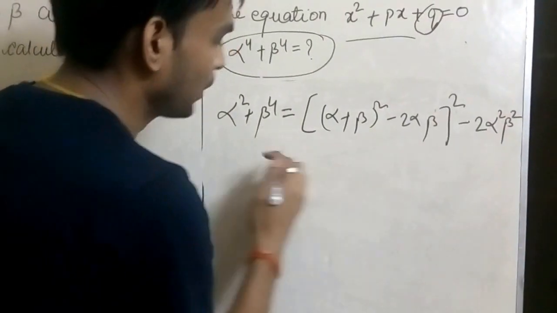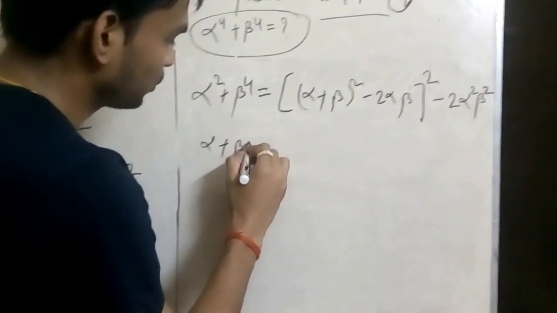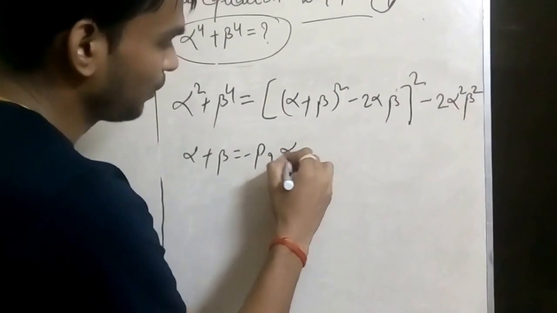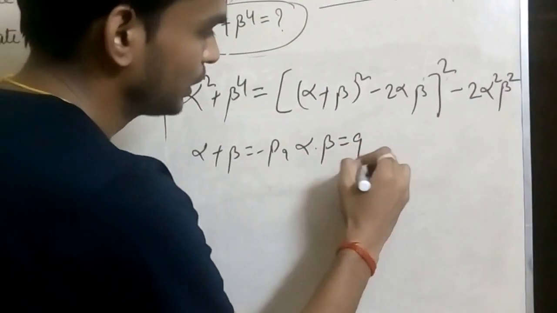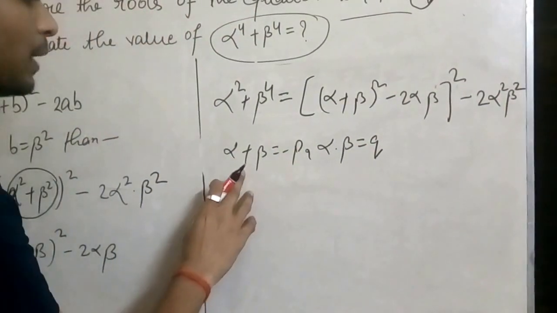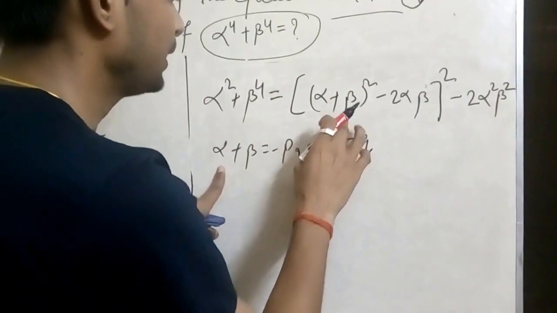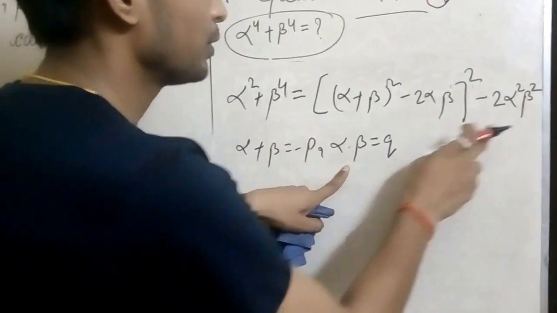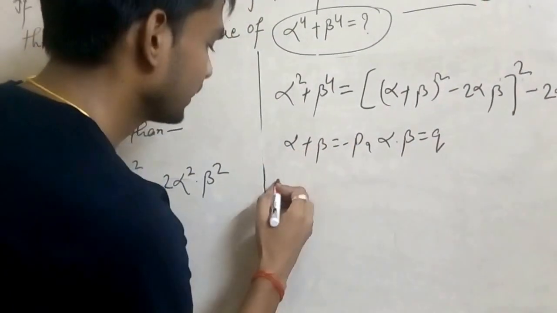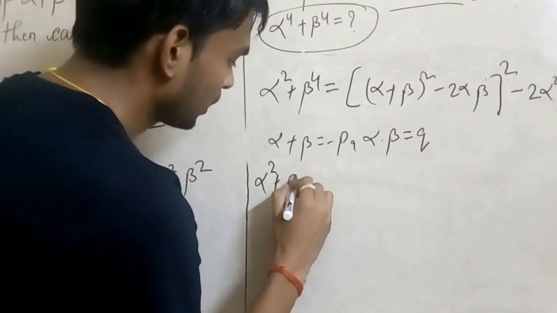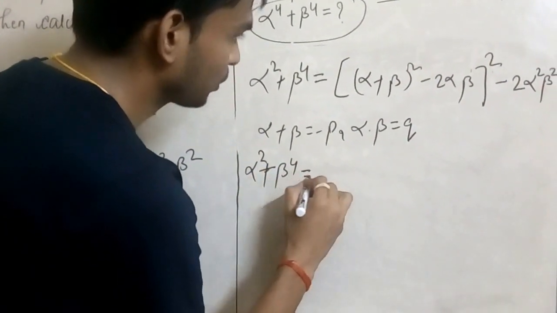And we know that the value of alpha plus beta equal to minus p and alpha into beta equal to q. Then we put the value of alpha plus beta equal to minus p and alpha into beta equal to q in this equation. Then we get alpha की power 4 plus beta की power 4 equal to alpha.